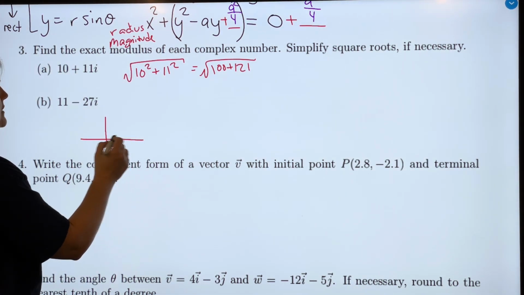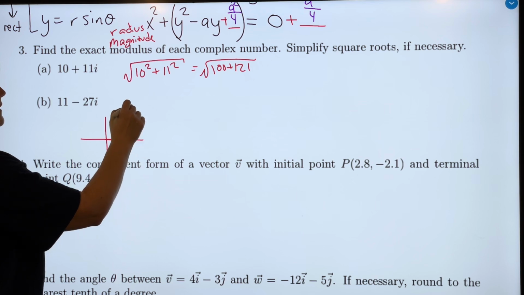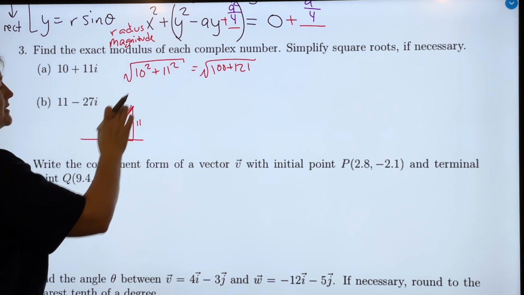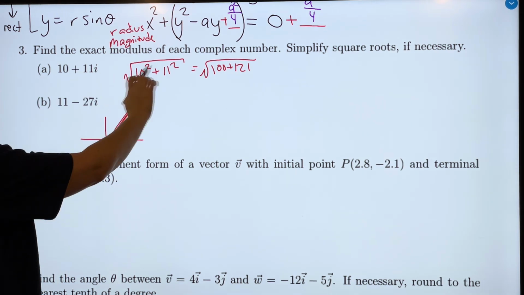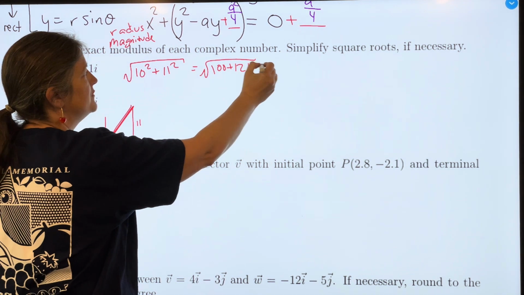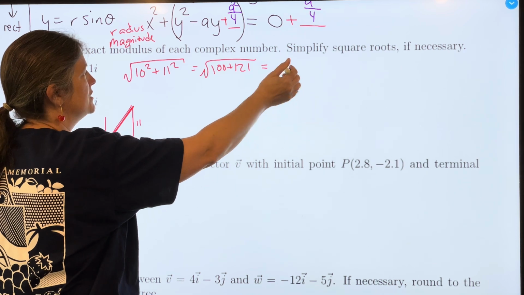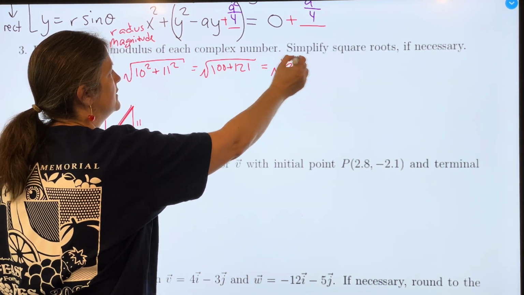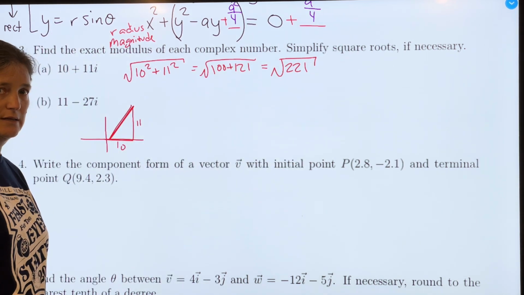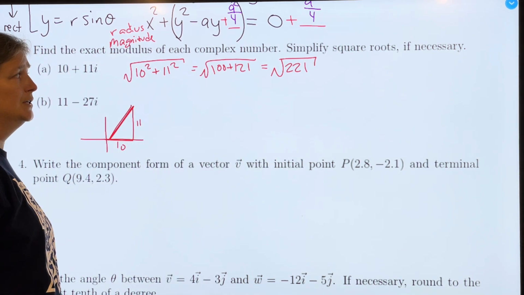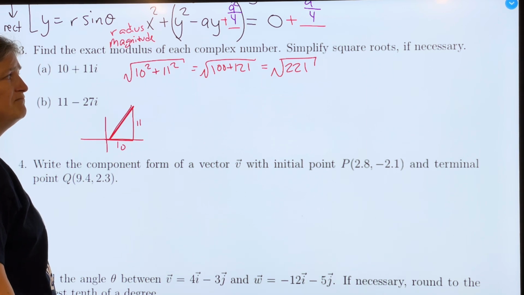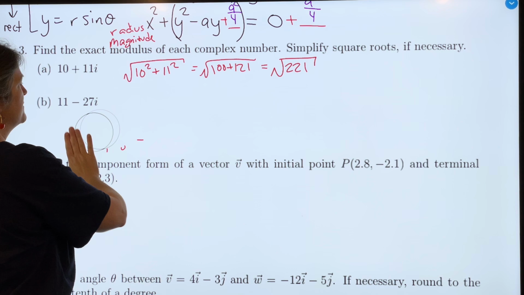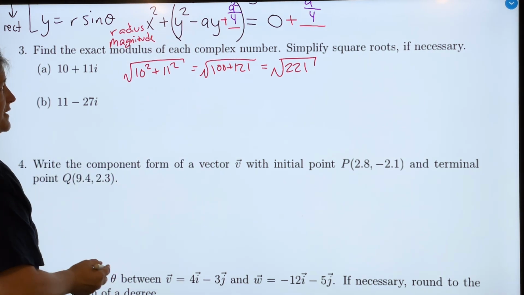Because if I plot this point, I go over 10 and up 11, there is no way that this length is the same as the sum of those two lengths. Do not square root this until you have done all the addition and multiplication inside. This is now the square root of 221, which is not a particularly interesting number. It's kind of boring. Not even sure what it divides by. I think it might be like 13 times 17 or something, but I don't think it simplifies.